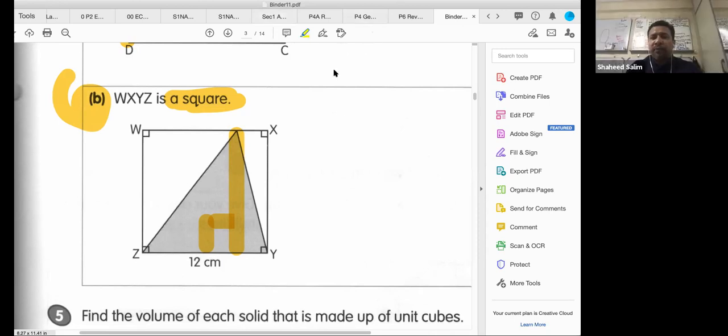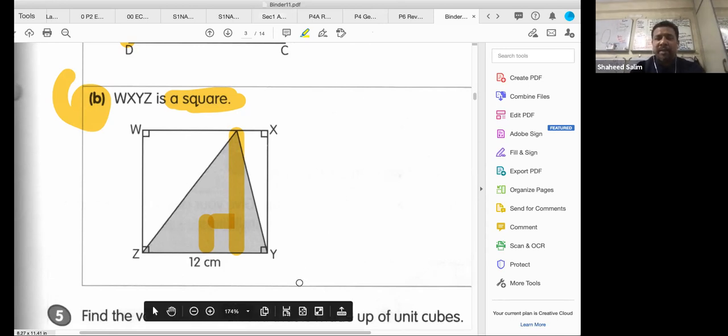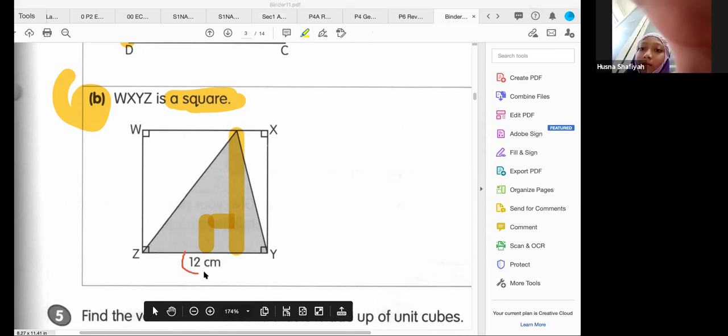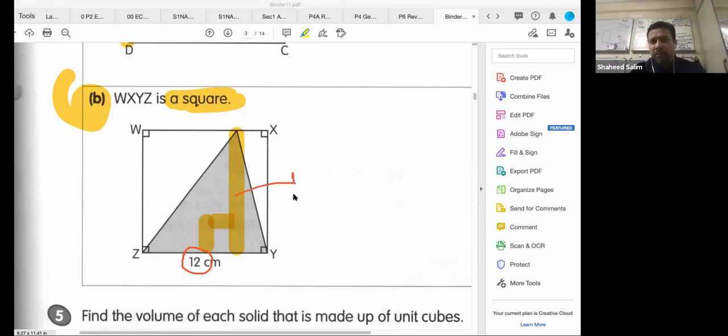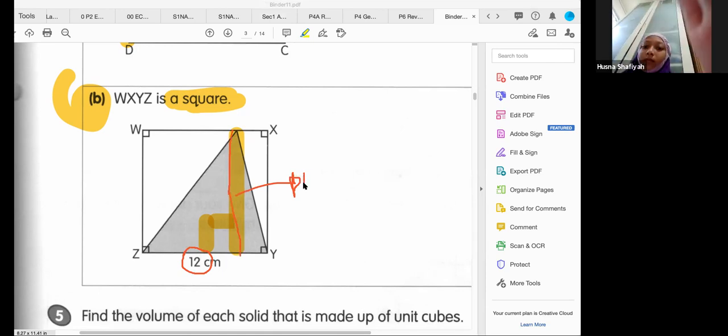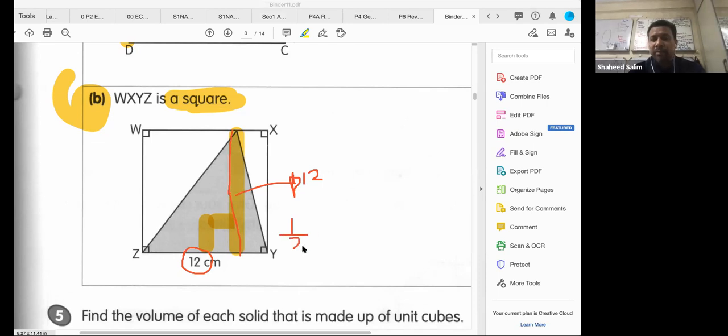Shafia, we ask Shafia. What's the base? How many cm is the base? 12. And what's the height? Also 12, because this is a square, right? Yes. Well done, Putra. So half times 12 times 12. That's it. Very simple. Half times 12 times 12.